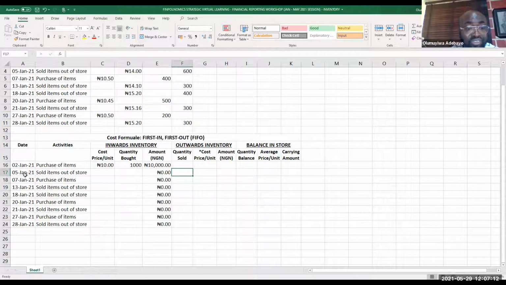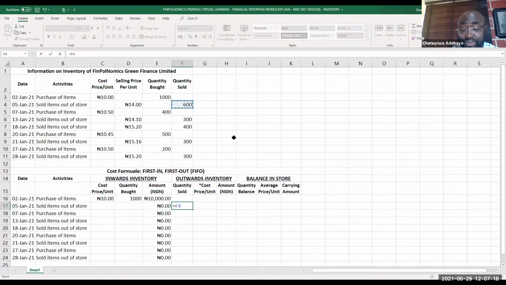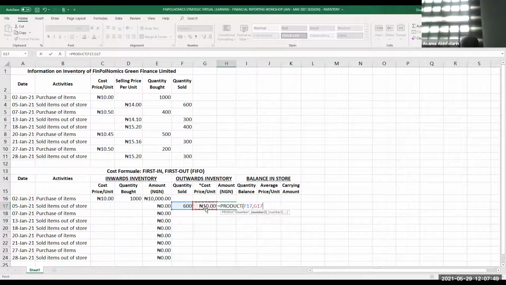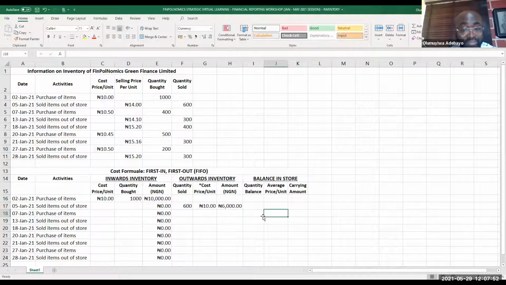Now, on the 5th of January, items sold, quantity sold was 600. And first in, first out means we have 1,000 items left. Out of this 1,000 items, you sold 600, which means the 1,000 items you picked from were at 10 naira. Therefore, the cost price of what you sold is 6,000 naira.